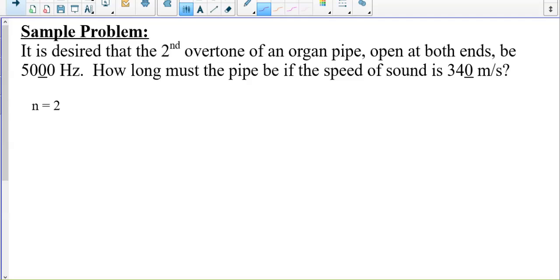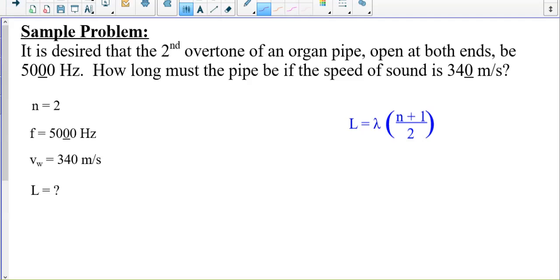State what you know. You know it's the second overtone. You're given the frequency and you're given the speed of sound. We're looking for how long must the pipe be. So we're looking for the length. So if we look at the equation given to us, there is no frequency, there is no speed of sound in the equation that relates the length of the instrument to the wavelength of sound. So we have to do an extra step in between. So we need to find lambda, and therefore we use the universal wave equation.